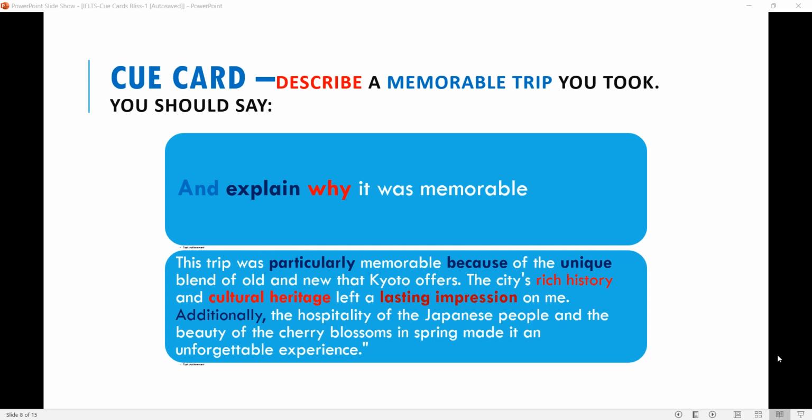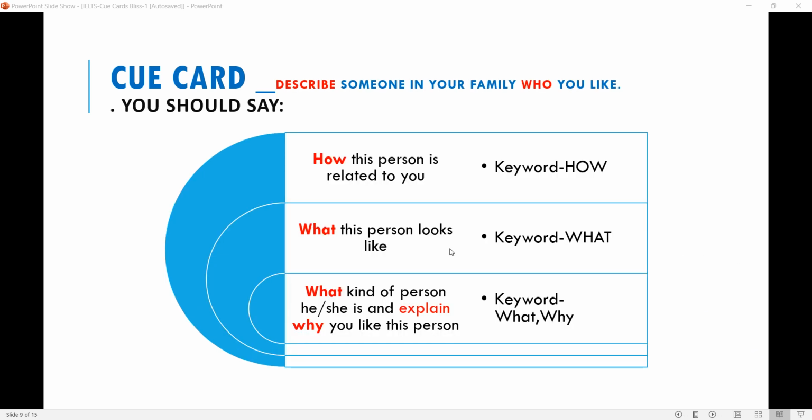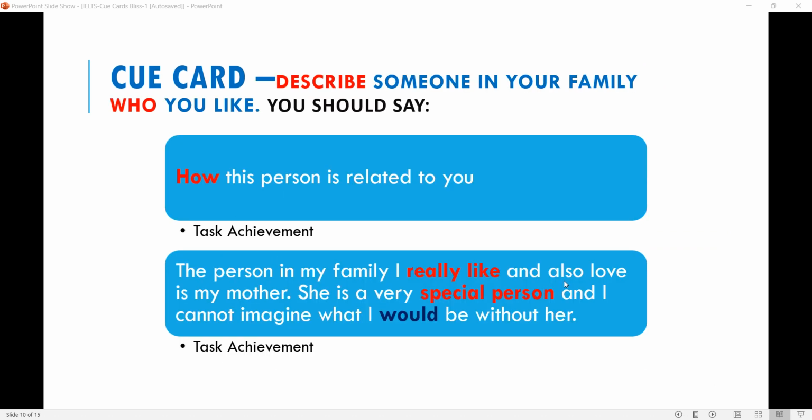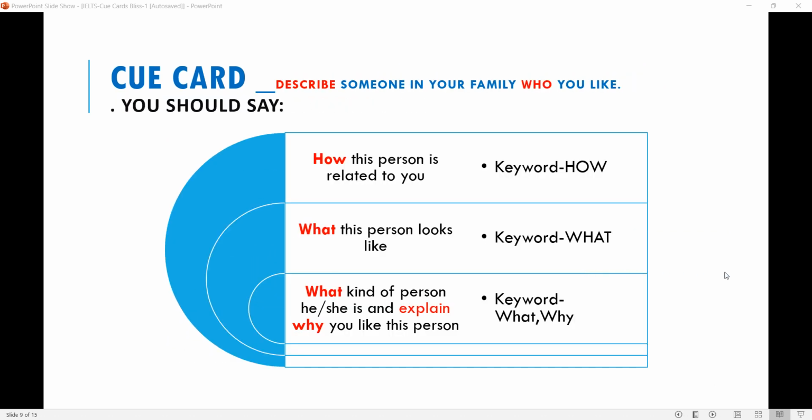I hope it is very helpful for you and you will follow all the tips to get a 9 band in the cue card. We can also discuss a lot of new cue cards which I have put together for you. So let's now discuss one of the cue cards: Describe someone in your family who you like. You should say how this person is related to you, what this person looks like, what kind of person he or she is, and explain why you like this person.